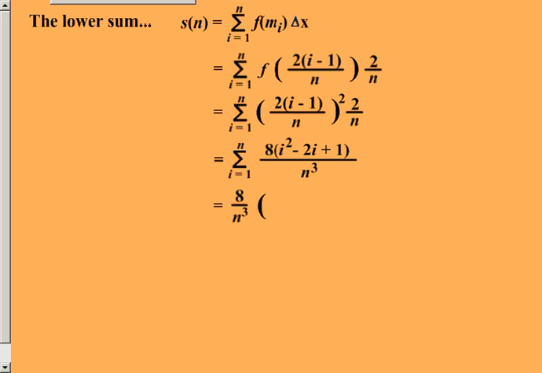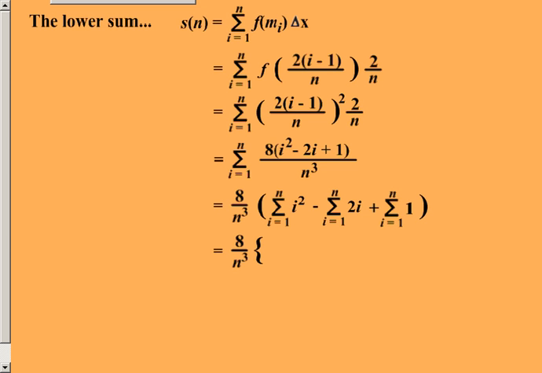Now 8 over n cubed is a constant because i is the index of summation. It is the i that is going to be changing values as the summation works. So we can pull the 8 out of the numerator, the n cubed out of the denominator, as they will be unaffected by the summation. Now the summation itself, we will have the summation from 1 to n of i squared. That is an identity. We'll get to that here in a moment. We will have the summation of 2i, and we will have the summation of the constant 1.